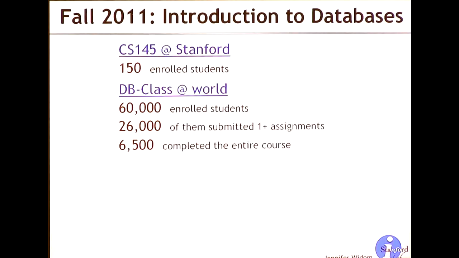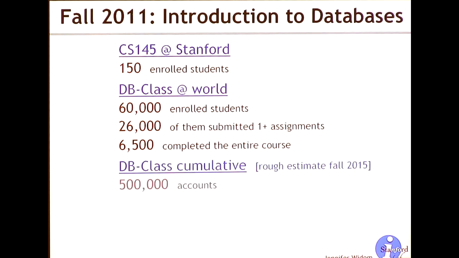Okay. Here's more interesting numbers. 26,000 people submitted at least one assignment for grading. 6,500 completed the entire course. That's 10%, which is considered pretty good. I think 5% is more common these days. But I think all 3 of those courses were roughly 10% at that time.